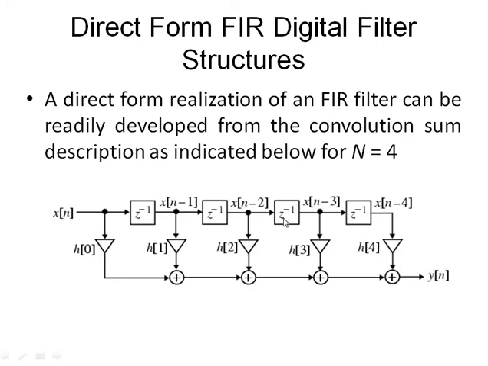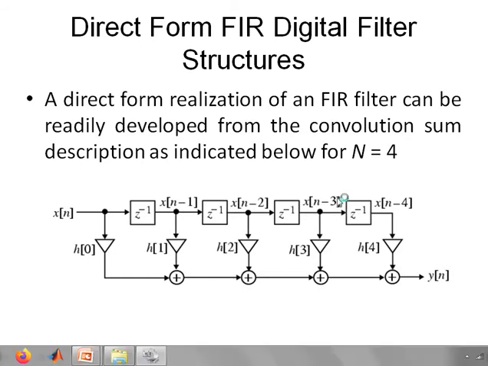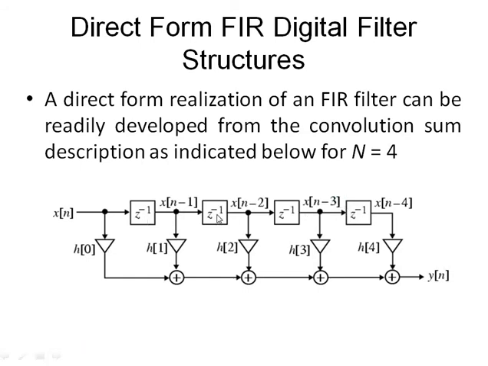So here we have a total of 4 delay elements, that's why x[n-4]. Here we have 3 delay elements, so that's why we have x[n-3]. Here we have 2 delay elements, that's why we have x[n-2]. Likewise for this one also.